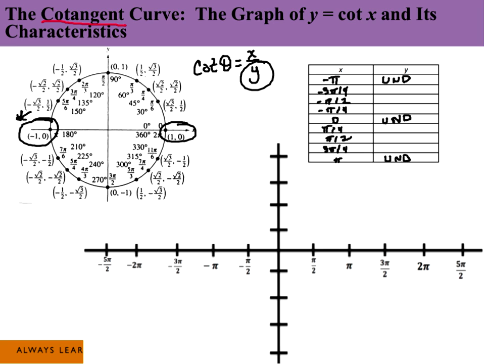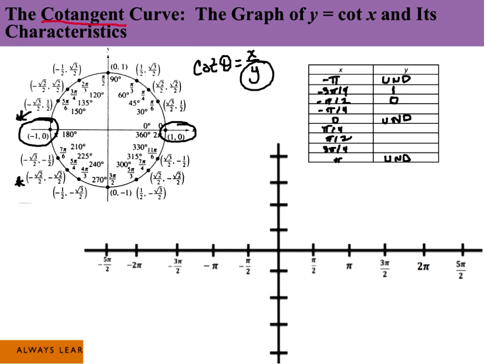here, and here. And then at negative 3 pi over 4, that puts me right here. When I divide the x by the y, I end up with positive 1.